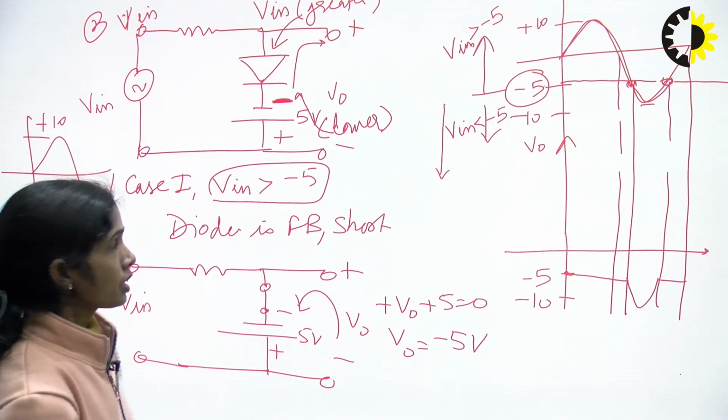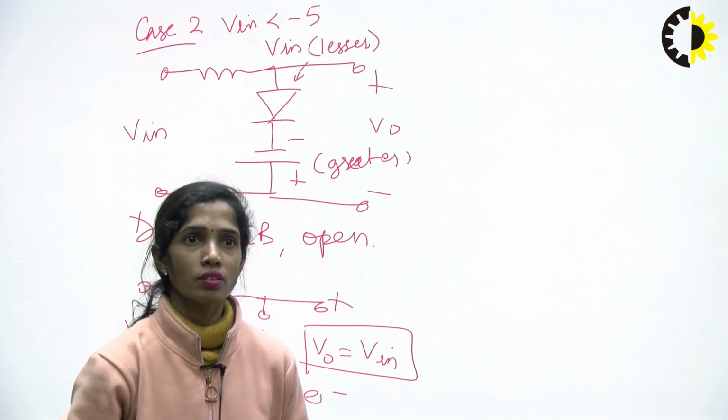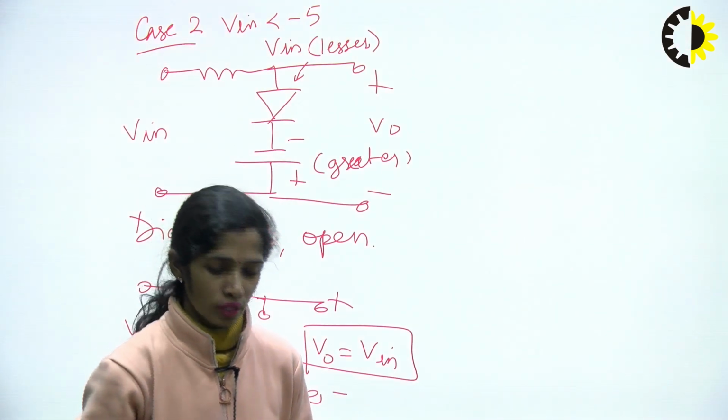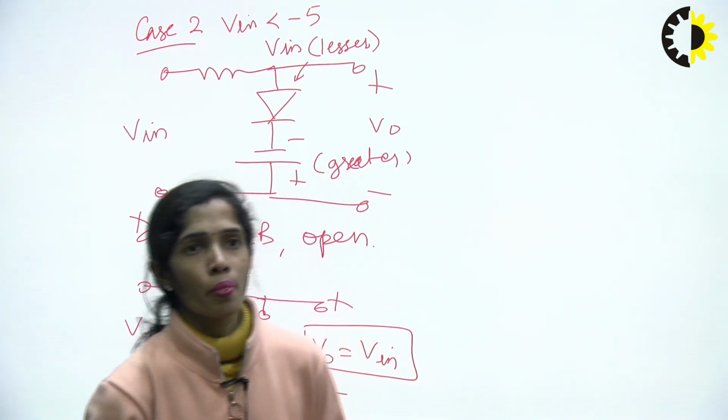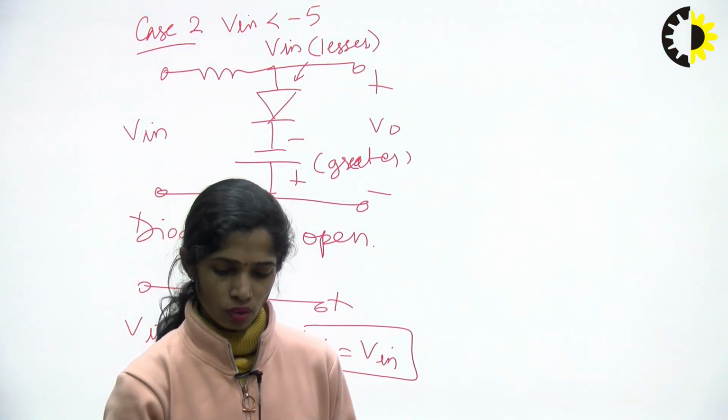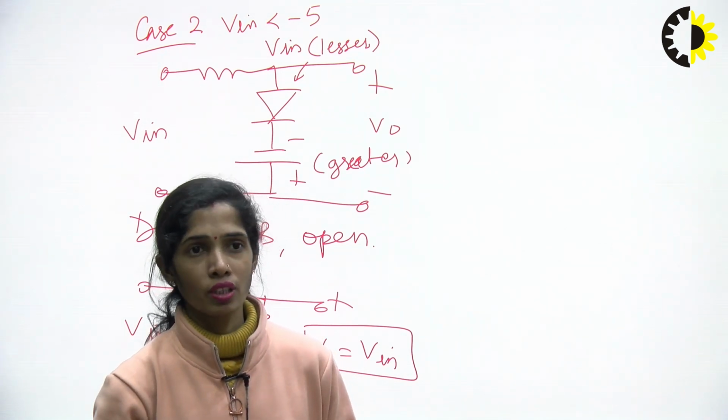Similarly, we can change the polarity of direction of diode also. So you can have different two configurations with different diode arrangements. So this is all about the parallel diode clipper.